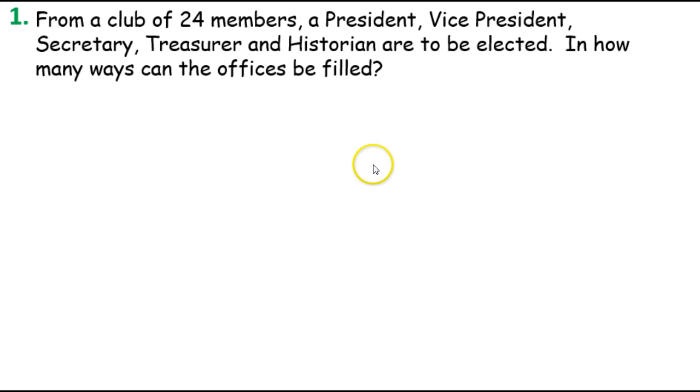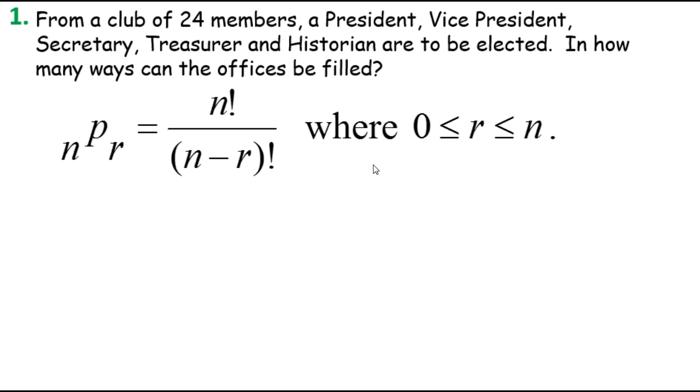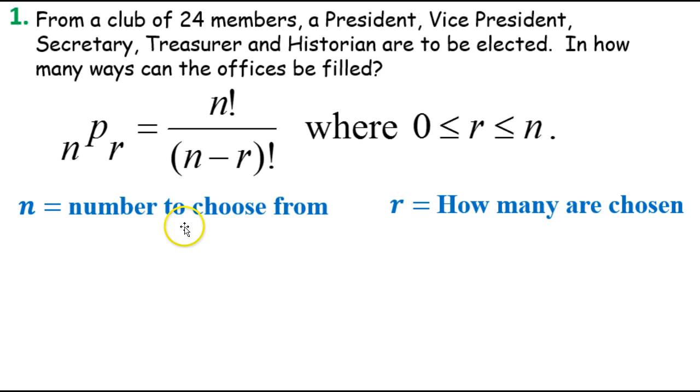We're going to use a permutation to try to figure this one out. And the formula for a permutation looks like this. And this over here where r is greater than 0 and less than n isn't as important as this particular formula right here, okay? And a couple things here. We need to determine what n is and what r is. So n is the number that we have to choose from. How many total are there? And r is how many different ones are chosen at a time.